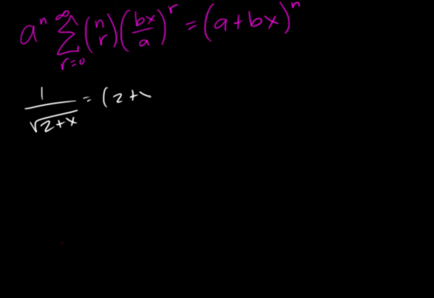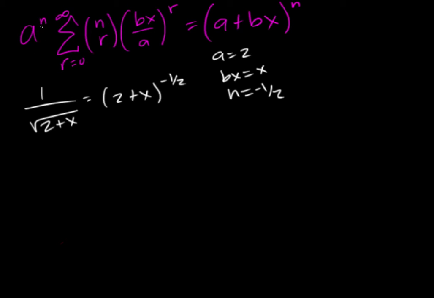but we could write it like this, because remember, square root raises things to an exponent of 1/2, and then since it's on the bottom, we bring it up top, we need to change it to a negative. So now we're going to try to expand this, and now it looks like this. So our a is 2, our bx is x, our n is negative 1/2, and then we'll go through all the different values of r.